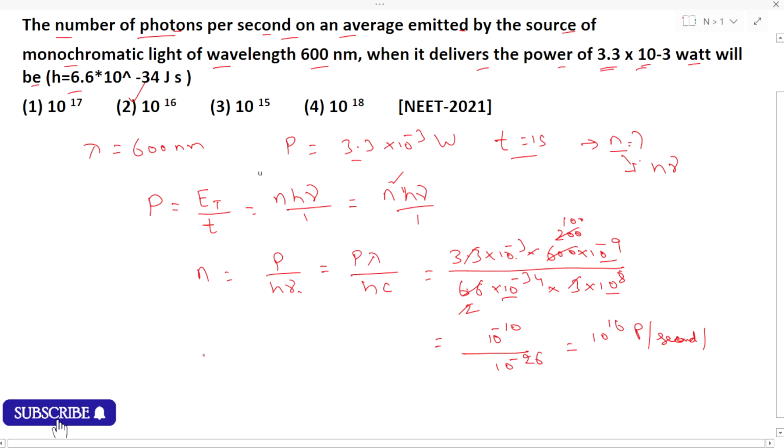Generally we use bulbs of 60 watt. Based upon this example, for 60 watt you can expect the number of photons emitted per second to be far greater than 10^16. See, for only 3.3 × 10^-3 watt you are getting 10^16 photons per second, so for 60 watt you will get more photons per second. Now let us move to our next question.